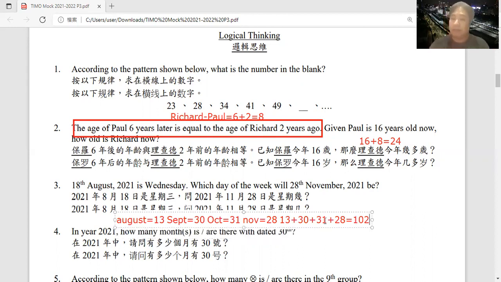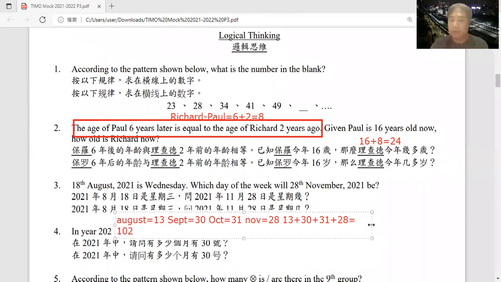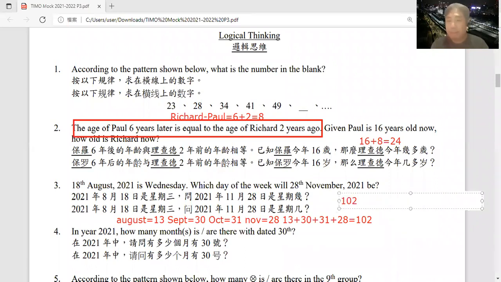So now you divide 102 by 7. We have 14 leaving 4. 14 times 7 is 98, and 98 + 4 is 102. Now you start counting from Wednesday for 4 days: Thursday, Friday, Saturday, and Sunday. So this will be a Sunday.